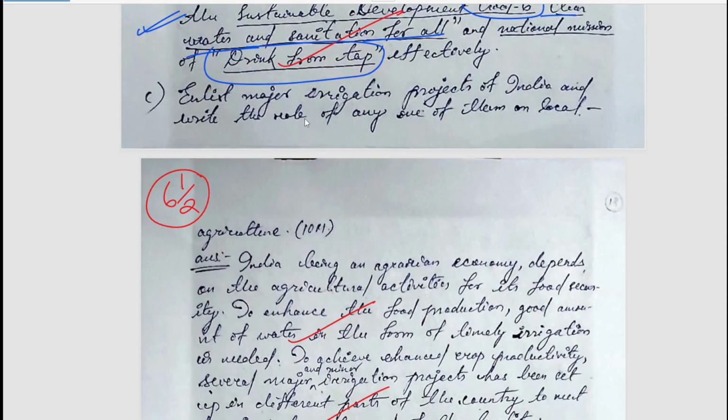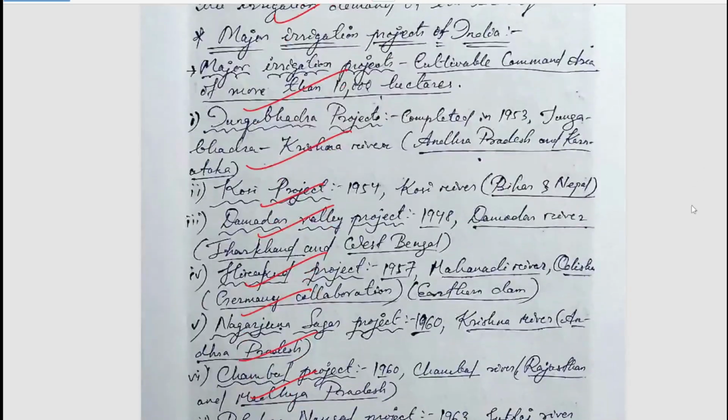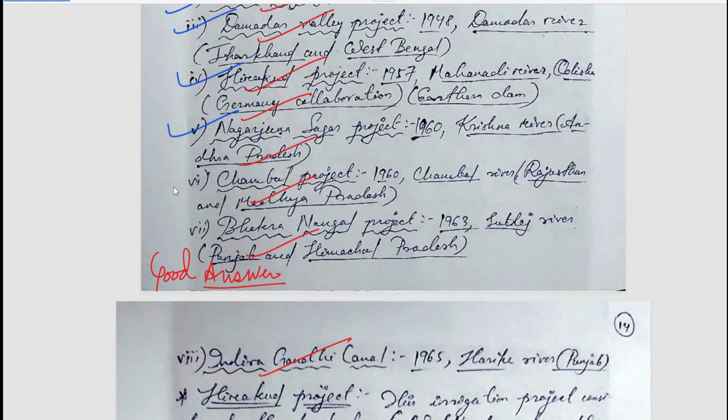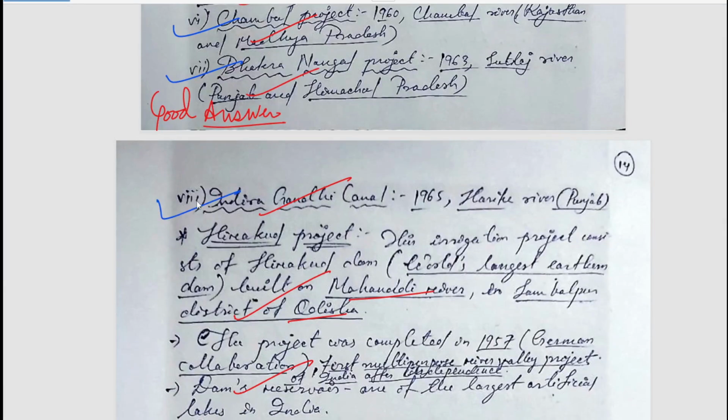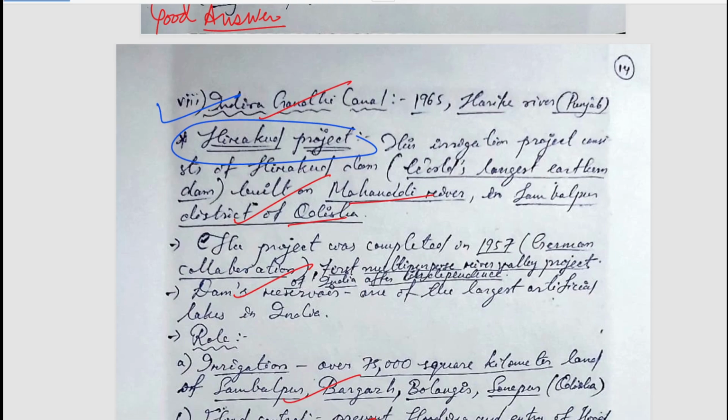The next question is, list major irrigation projects of India and write the role of any one of them. So major irrigation projects of India are Tungabhadra project, Kosi project, Damodar Valley project, Hirakud project, Nagarjuna Sagar project, Chambal project, Bhakra Nangal project. You all know these important projects. There is the Indira Gandhi Canal, and you have to describe any one of them. The student has described the Hirakud project. You can describe any one of them. You can describe Damodar Valley Corporation. You can describe Tungabhadra project. You can describe Kaveri project. There are various projects you all know.